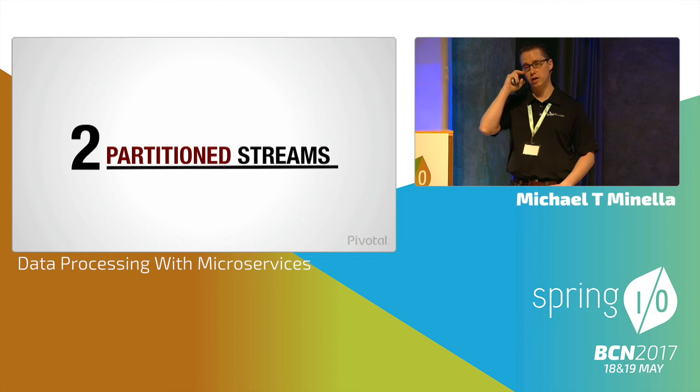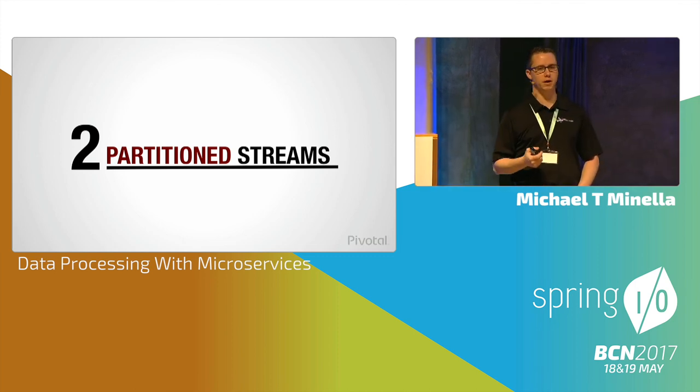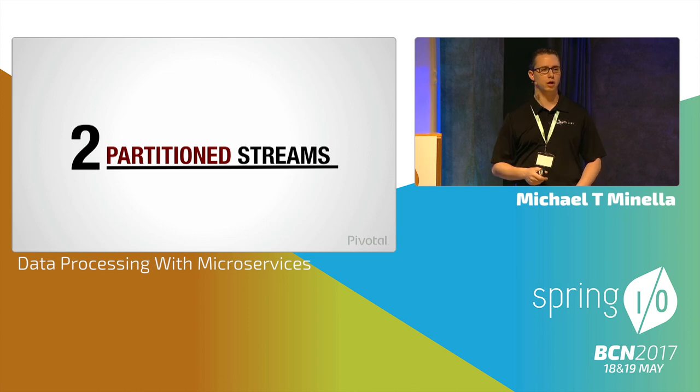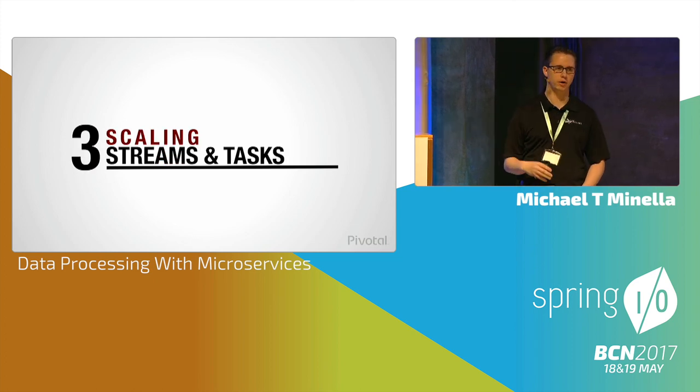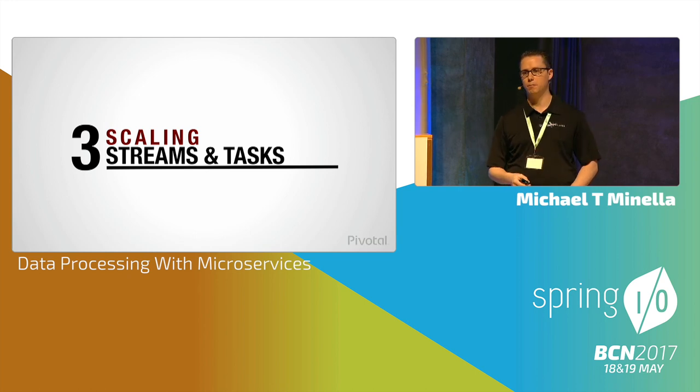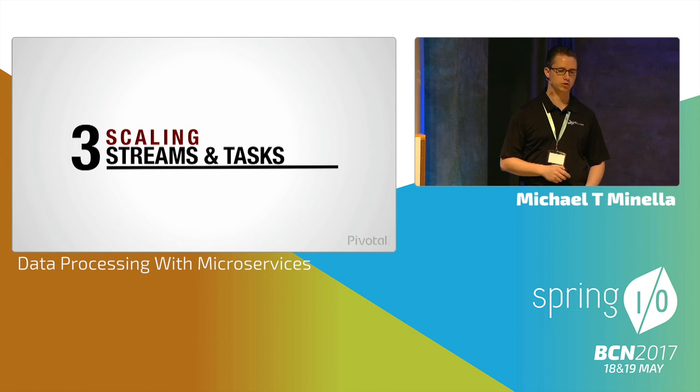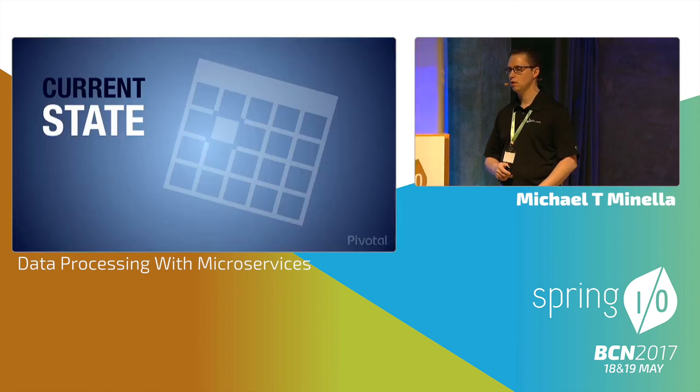Partitioned streams is another aspect that Spring Cloud Stream handles. So if you have stateful processors for your streams and need to partition, let's say, your Kafka topic, that's supported. As well as scaling these. We looked at this briefly when I deployed two sources, but the scaling capabilities within both Spring Cloud Stream and Task are available.